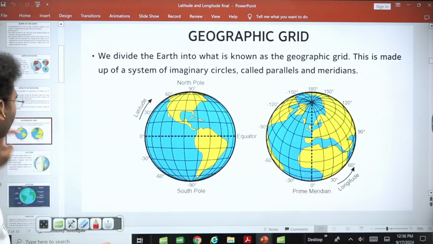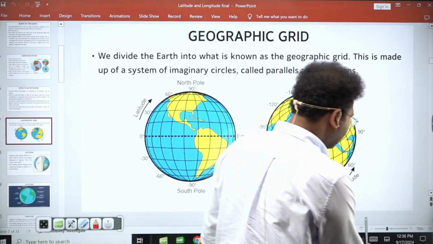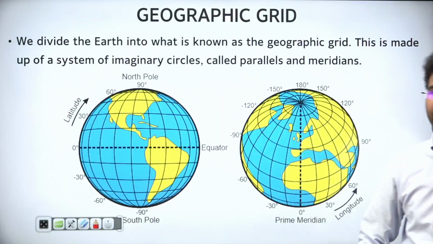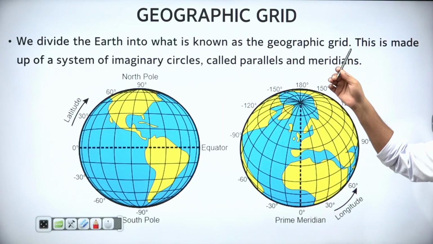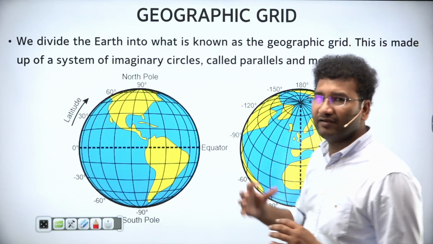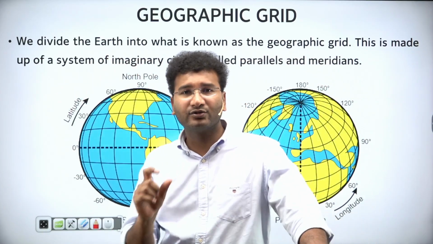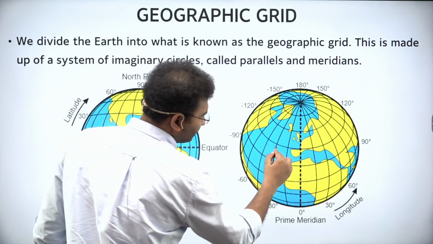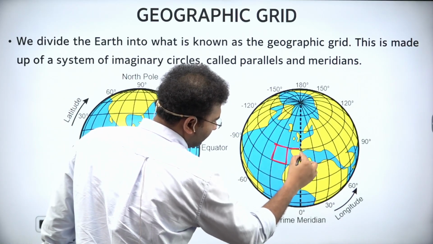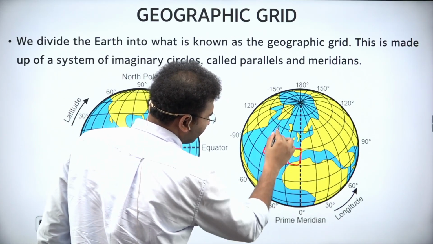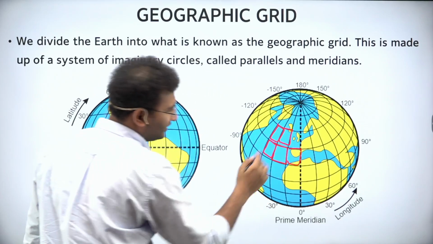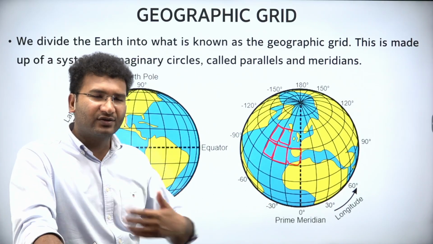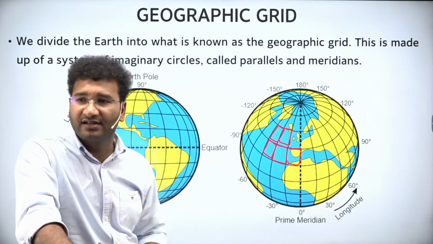Now the latitudes and longitudes are always studied under a subtopic by the name geographic grid. See, what is this geographic grid? We have divided the entire earth into small grids. Now what is a grid? A grid is nothing but a small square. So like this, our earth is divided into small squares and small rectangles. Now these rectangles, you don't find any lines on the surface of the earth, but these are imaginary lines.